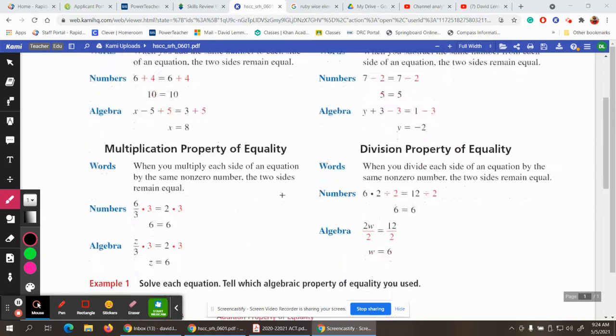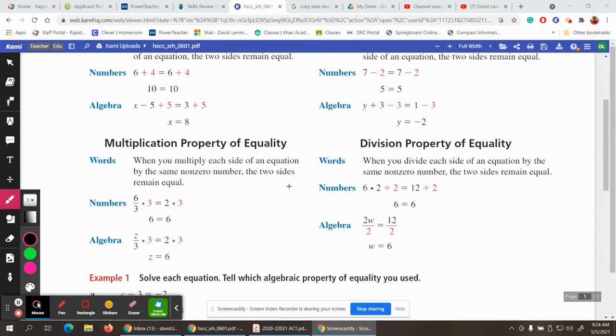All right, same thing happens with multiplication and division. What you do to one side, you undo on the other. If you have division, you undo it with multiplication, and if you have multiplication, you undo it with division.